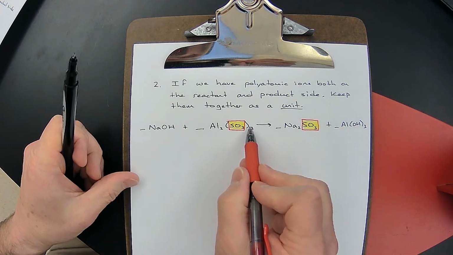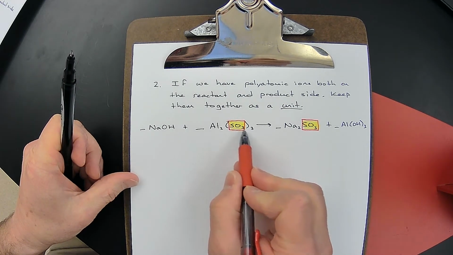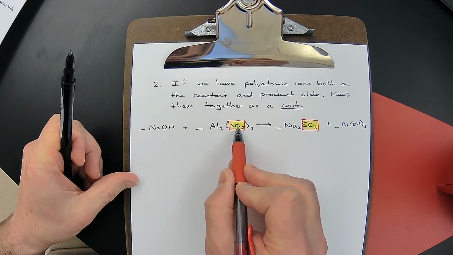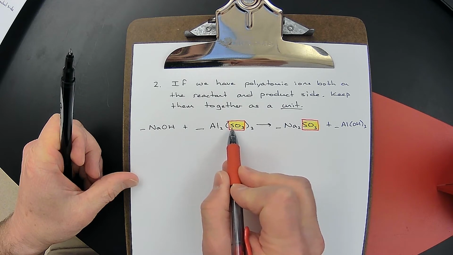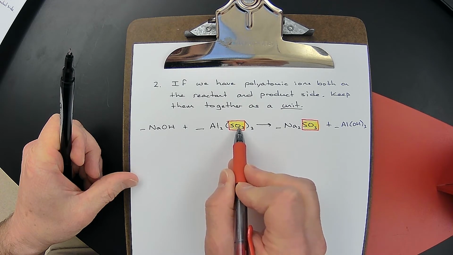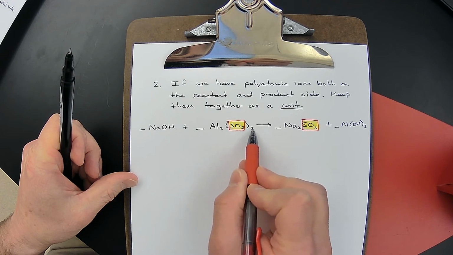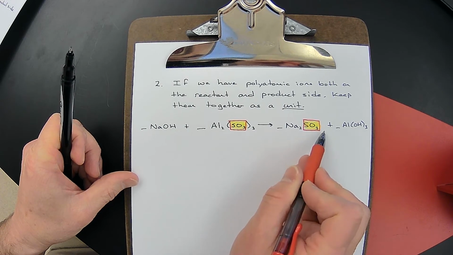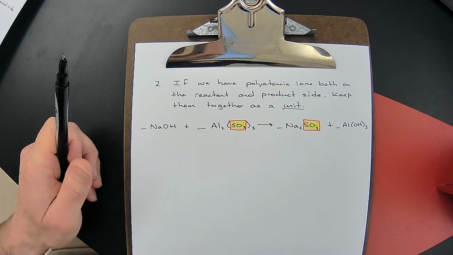Very important to notice, on this side there's 3 boxes of SO3s. If you were to open up the box, yes, every box contains 1 S and 3 O's, but there are 3 boxes. Over here, there's only 1 box right now.